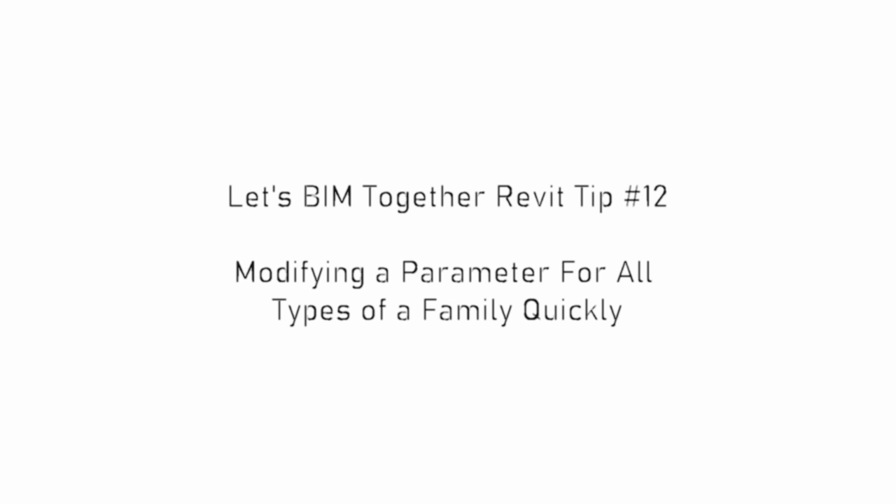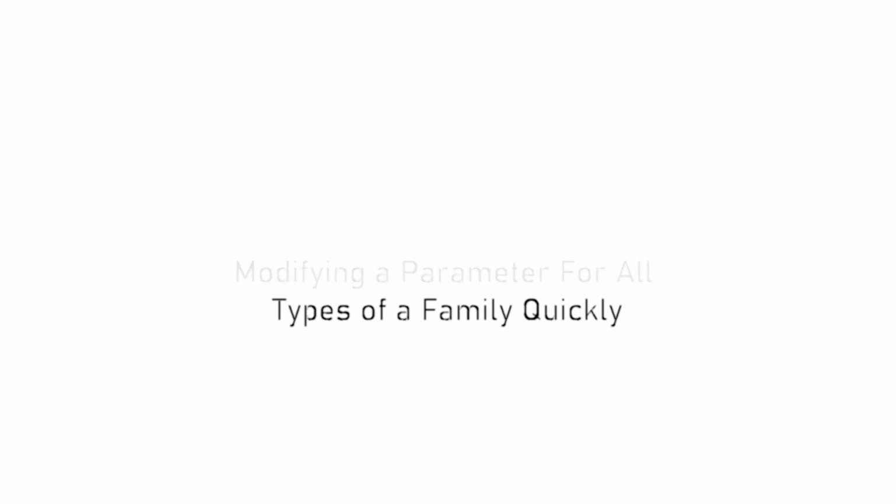Let's BIM together, Revit tip number 12: modify a parameter for all types of a family quickly.